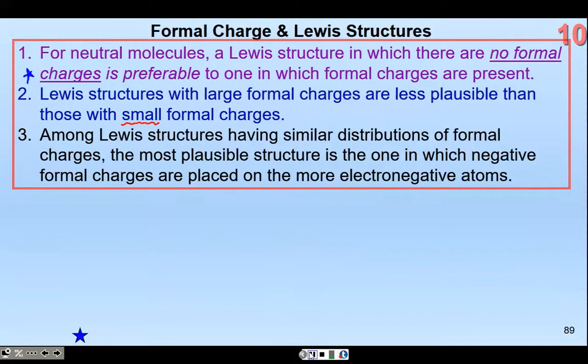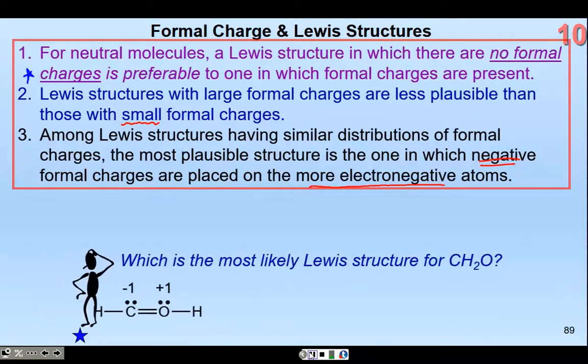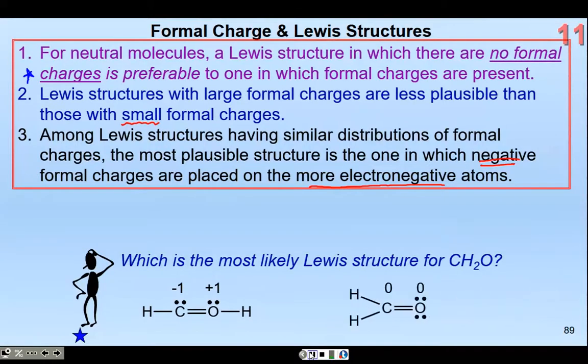And among Lewis structures having similar distributions of formal charges, the most plausible one is the one which has the negative formal charges placed on more electronegative atoms. In other words, things in that top right corner of the periodic table. So which is the most likely structure for formaldehyde? One where you have a -1 and a +1 on the carbon and the oxygen, or the one where you have a 0 and a 0? In this case, it fits with no formal charges on either of those atoms. Hydrogen is going to be 0 in either of these examples.